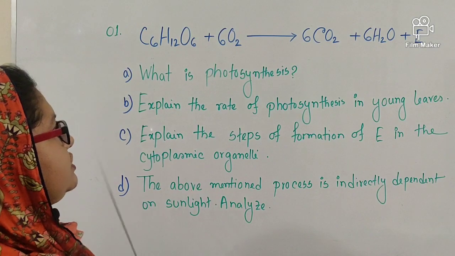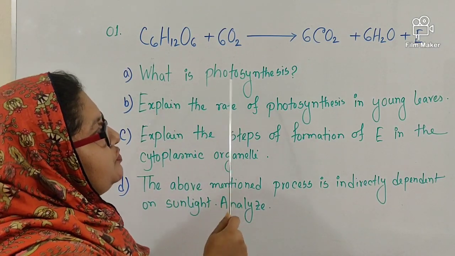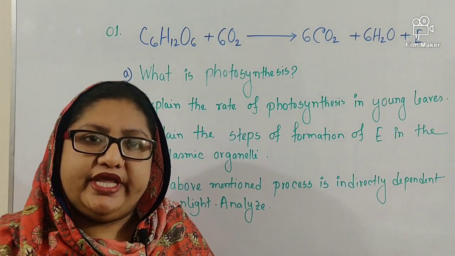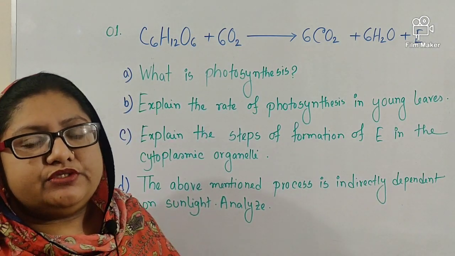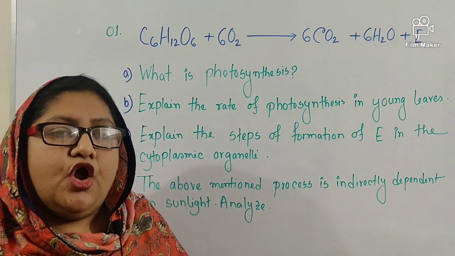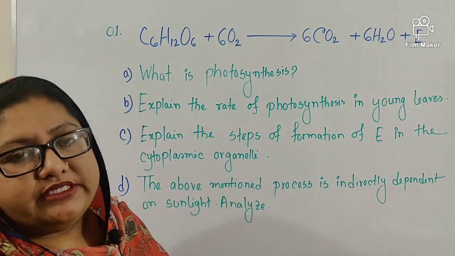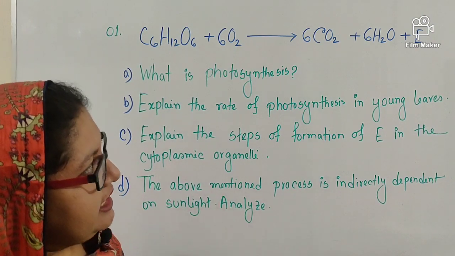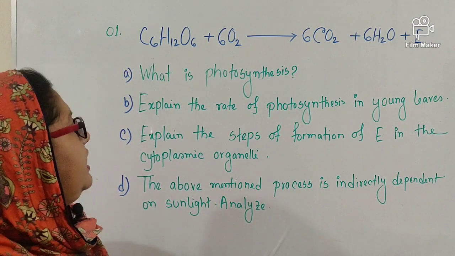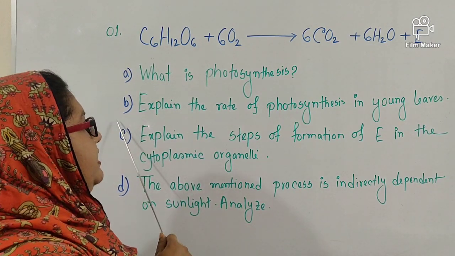Now, the first question is, what is photosynthesis? The biochemical process through which the green plants produce carbohydrate types of food in the presence of sunlight and chlorophyll from water and carbon dioxide is called photosynthesis.